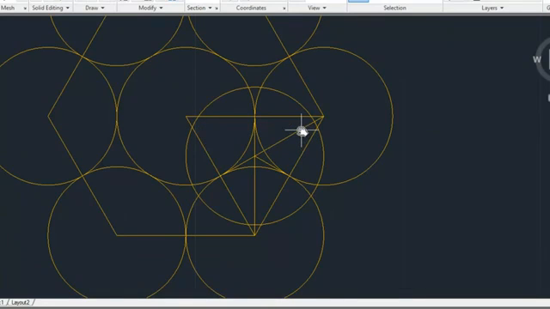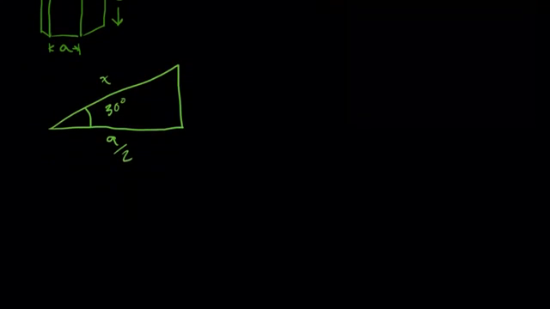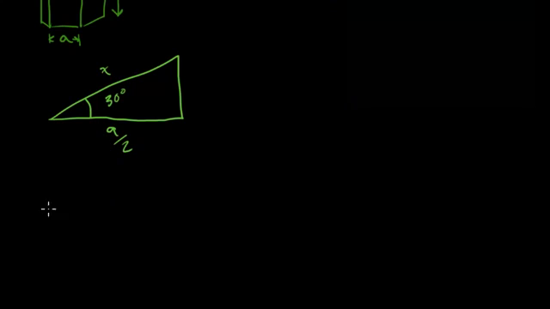Because we've bisected it, of course, this triangle is a 30, 60, 90 triangle here, with this side being 30 degrees. So we know that the angle here is 30, and we have the adjacent side, so we have cosine here. Cosine of 30 degrees is equal to the square root of 3 over 2. And so the square root of 3 over 2 is equal to the adjacent side over the hypotenuse, so A over 2 over x.